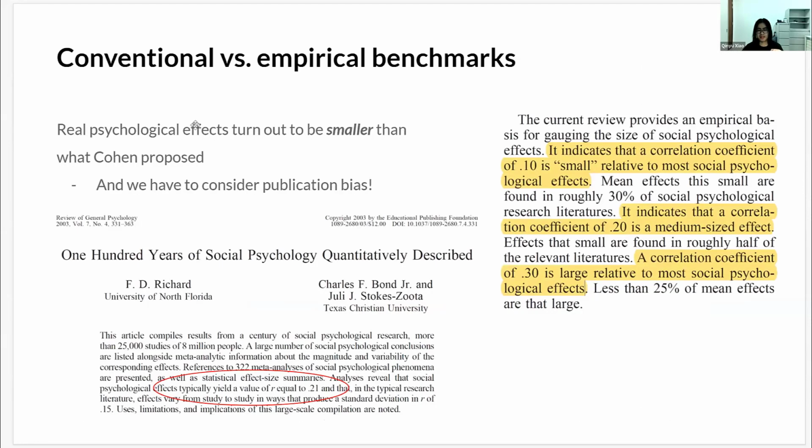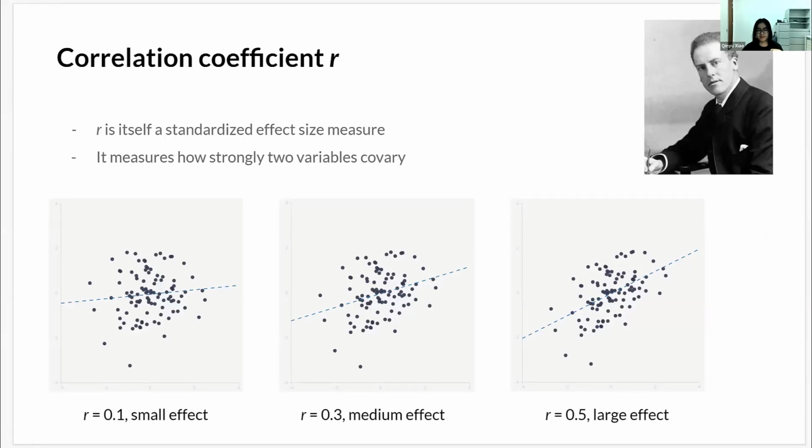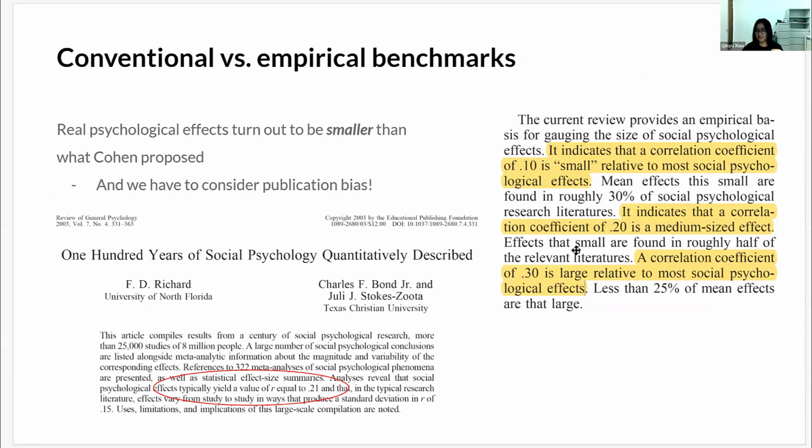But it turns out that these benchmarks may not be accurate in reflecting the real effects in psychology, and real psychological effects actually turned out to be smaller than what Cohen proposed. In this 2003 meta-analysis, these researchers searched many articles in the published literature, and they concluded that a correlation coefficient of 0.1 is small relative to most social psychological effects, which is the same as Cohen's benchmark. But for the medium effect, they say that a correlation coefficient of 0.2 is a medium-sized effect, which is actually smaller than the medium effect by convention. And they conclude that a correlation coefficient of 0.3 is large relative to most social psychological effects.